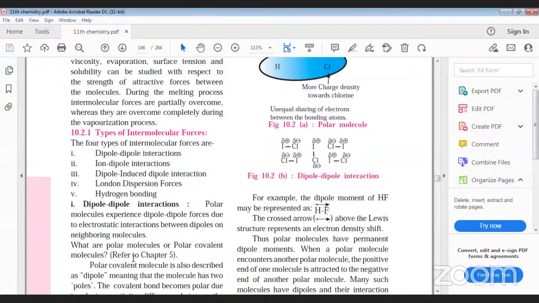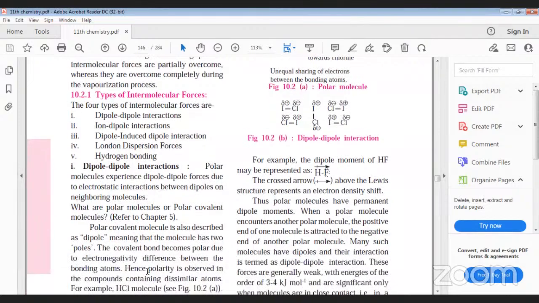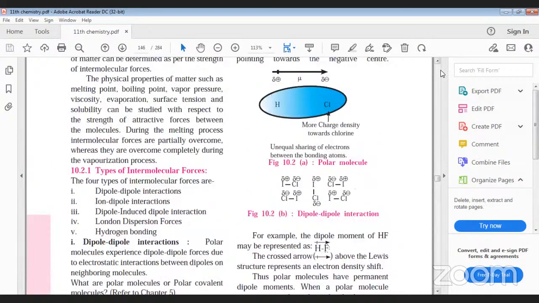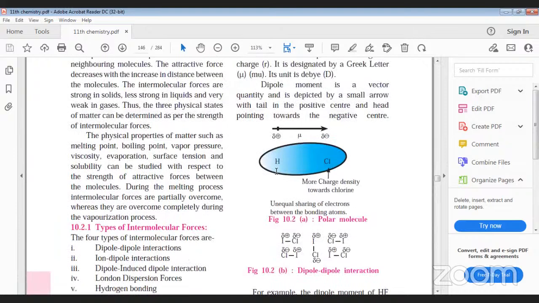So polar molecule, what does it mean? Polar means a molecule, or polar covalent molecules, are the molecules which have two charges, plus and minus. So which molecules have plus and minus charges? Polar covalent molecules have plus and minus charges. What does it mean, plus and minus charges? So I'll show you one example. See on the screen, you can see HCl. This is an HCl molecule.